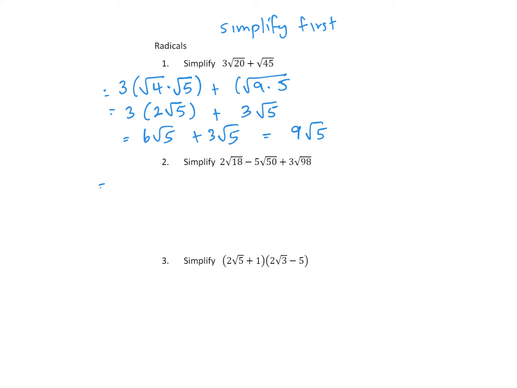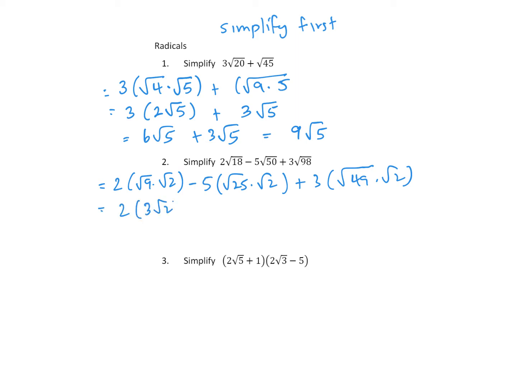So let's try with this one. 18 is 9 times 2. 50 would be 25 times 2. And 98 would be 49 times 2. So square root of 9 is 3. Square root of 25 is 5. Square root of 49 is 7.